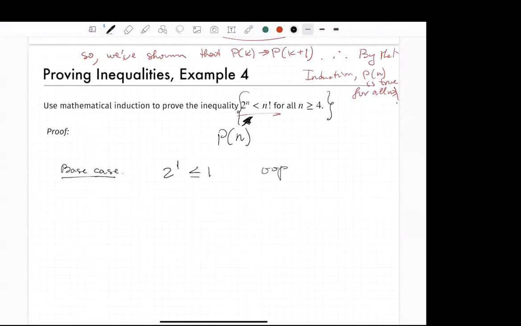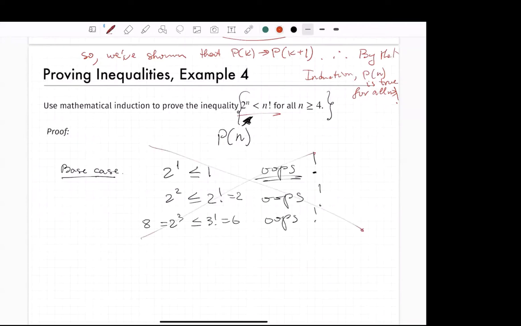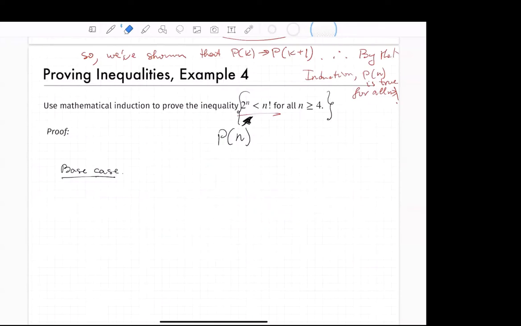Oops. Where did I miss? What did I do wrong? It's not less than that. 2 to the 2 is less than or equal to, oops, I guess exclamation point. Is 2 to the 3 less than or equal, okay, this should say 2 factorial, which is 2. 3 factorial, which is 6. Again, this is 8. So none of these are true. These are all oopses. So you start with the base case. So I'm going to erase all of this. This was scratch work.